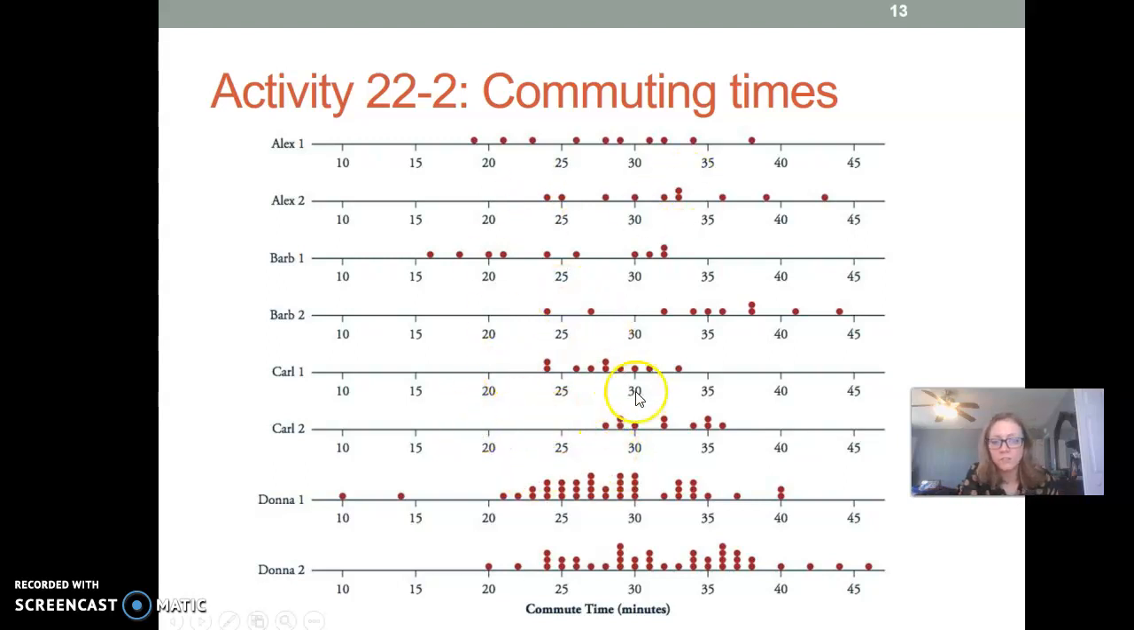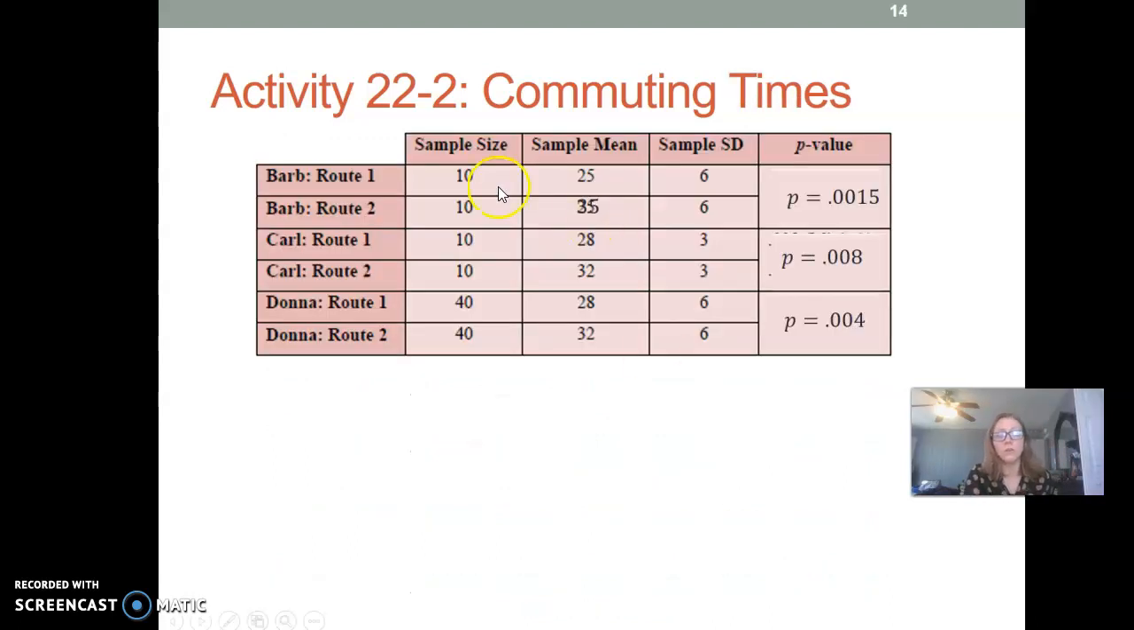Look at Carl's two routes. He's also got sample size 10 for Route 1 and Route 2, but they're kind of mushed together. They're less variable, so the standard deviation is probably smaller for Carl. And look at Donna. Donna's two routes don't look very different, a little bit to the left for the first route and a little bit to the right for the second, but she's got a much larger sample size. So let's look at those summary stats and see what we can conclude.